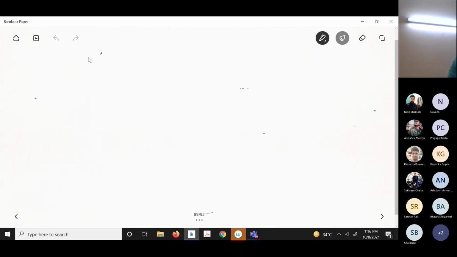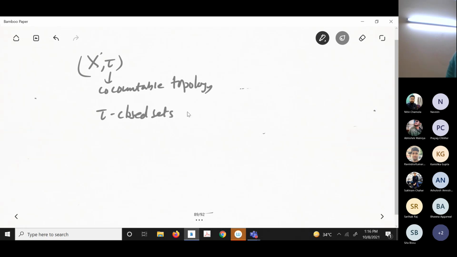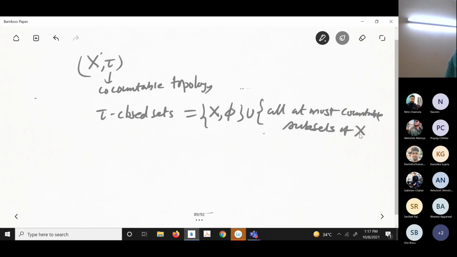Again, now look, what will be the closed sets here in this co-countable topology? The tau closed sets will be X, phi, that will be always there, union, complement, like the way I argued with cofinite sets, all at most countable subsets of X. So particularly finite subsets are also closed. So singleton is closed. So this is the T1 topology, that means T1 space. Okay, got it?